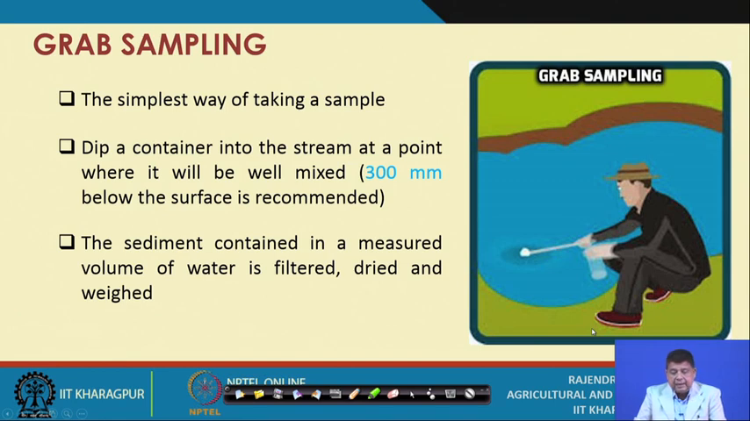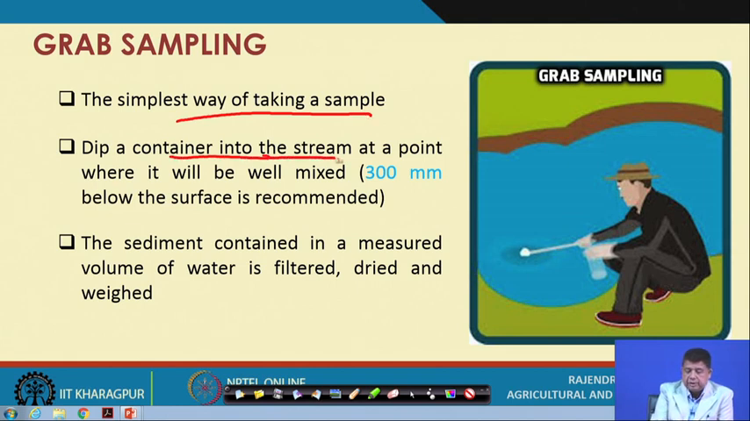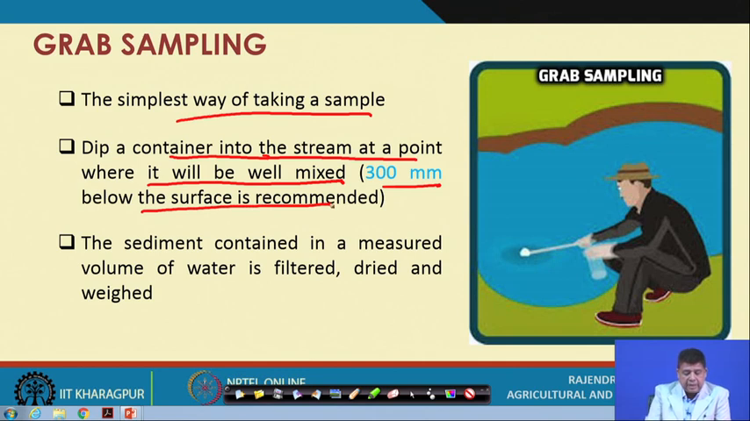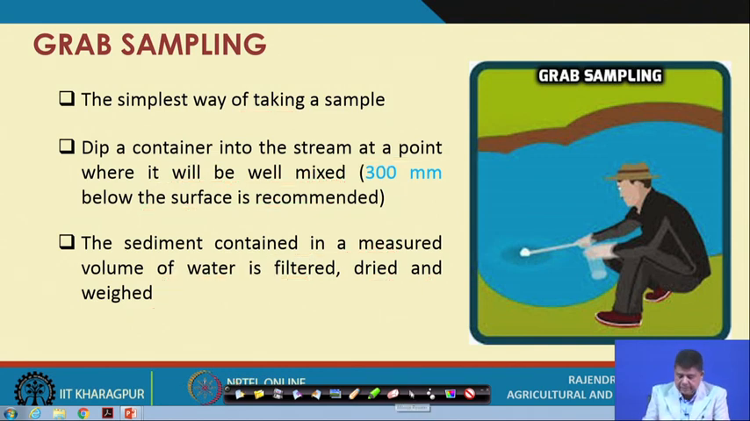Then the other case we discussed is grab sampling, which is the simplest way of taking a sample. Here a container is dipped into the stream at a point where the water and sediment will be well mixed, typically 300 millimeters below the surface is recommended. The sediment contained in a measured volume of water is filtered, dried and weighed, and then finally we can find out the total soil loss from a given area.